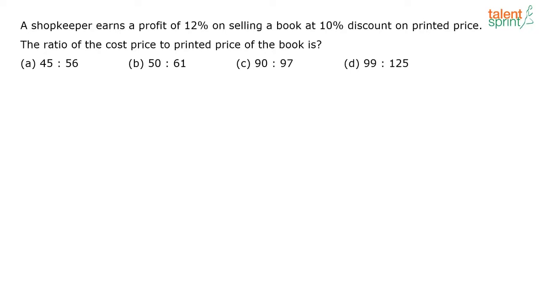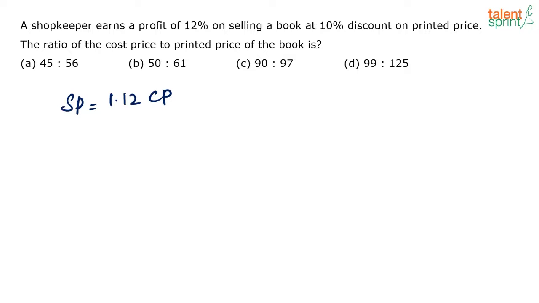Next one. A shopkeeper earns a profit of 12% on selling a book at 10% discount on printed price. The ratio of the cost price to the printed price of the book is dash. So what is given here? A shopkeeper earns a profit of 12%. So what is the selling price? Selling price is equal to 1.12 times the cost price. Okay, because he is earning a profit of 12%.